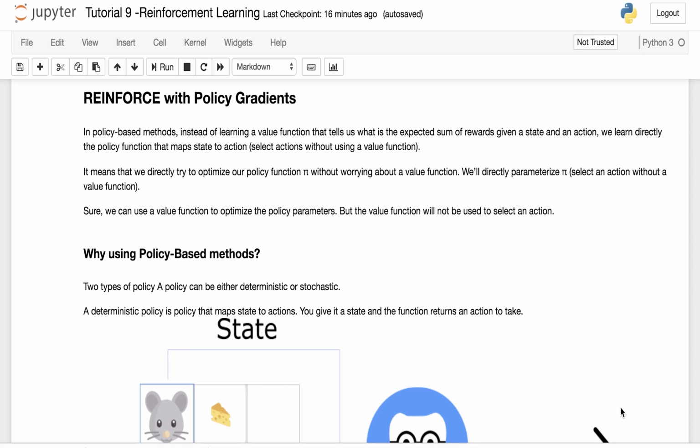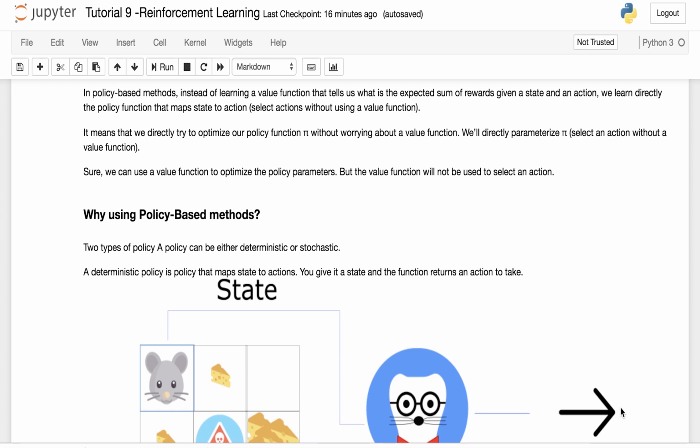Okay, so policy-based: instead of learning a value function that tells us the expected sum of rewards given a state and action, we learn the policy function directly. It actually selects actions without using a value function. It means that we want to optimize our policy without thinking about the values, the explicit reward that we have in each state.